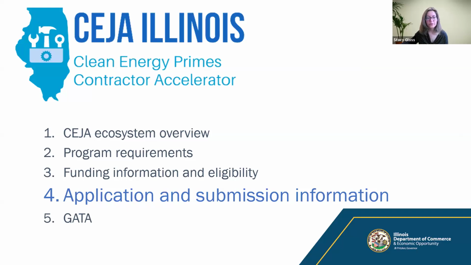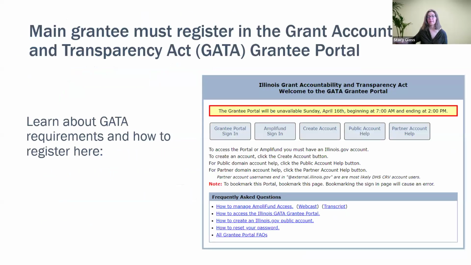Next, we're going to review application and submission information. First, the applicant must register in the GATA portal. GATA is the Grant Accountability and Transparency Act in Illinois, and it will be discussed more in depth later in this presentation.